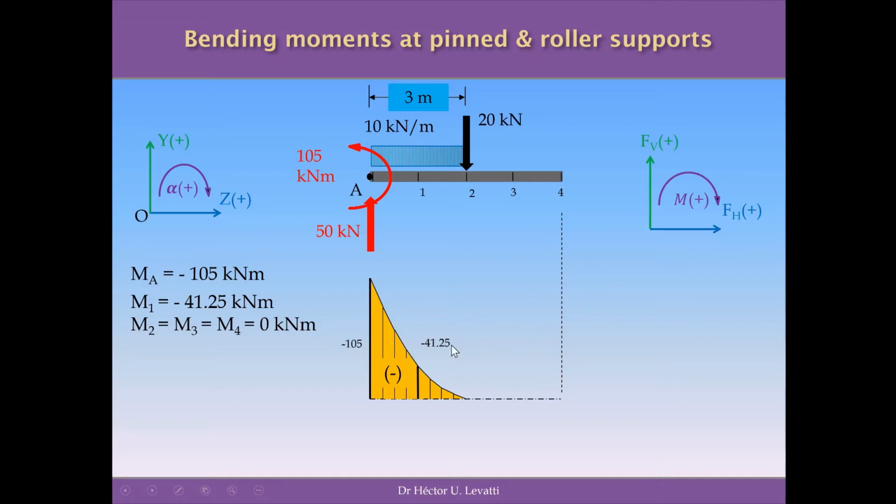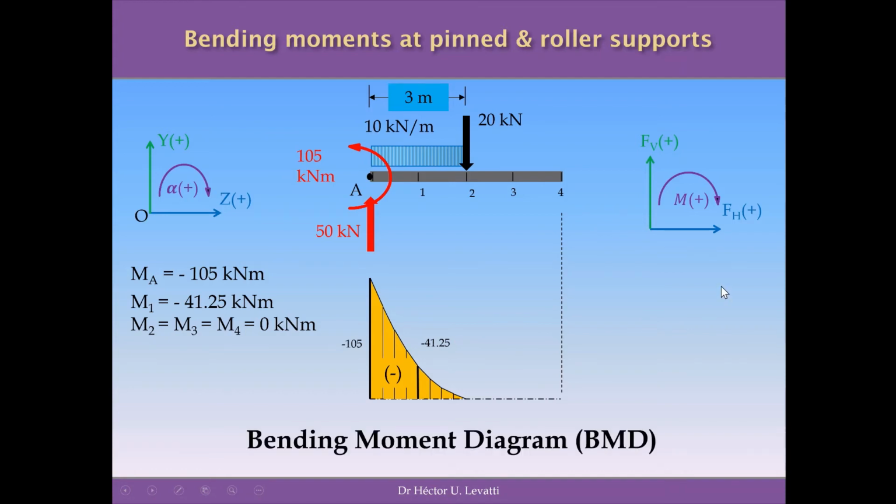The other thing you will realize, if you run calculations at additional points, additional cross sections, for example between A and 1 and between 1 and 2, is that the distribution of the moment is parabolic. And this is what happens when we are under UDLs, if you remember from previous examples in previous lessons. Every time you have a UDL, under the UDL the distribution of moment will be parabolic, and this is the case as you can see in the bending moment diagram.